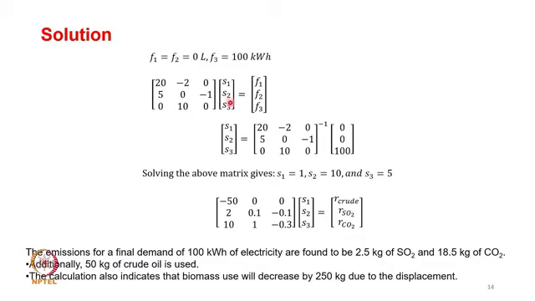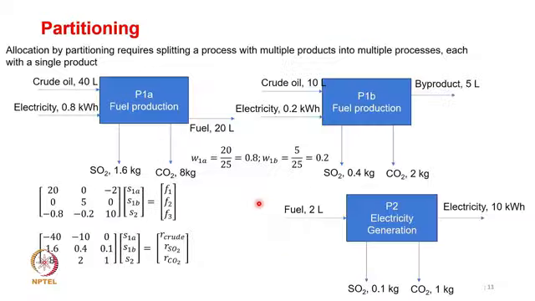So how do you get S1 here? By taking the inverse of this matrix. This would result in S1 equal to 1, S2 equal to 10, and S3 equal to 5. So now you may use this over here. Here also the first two processes remain unchanged. It is coming from here.